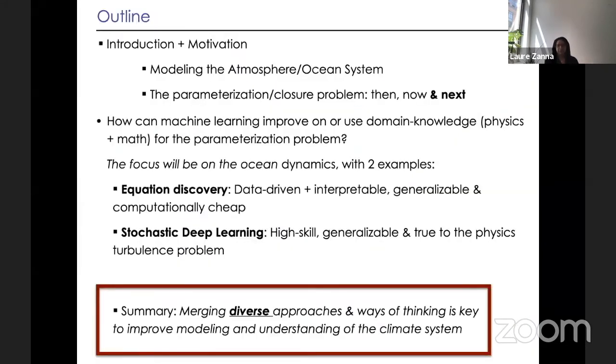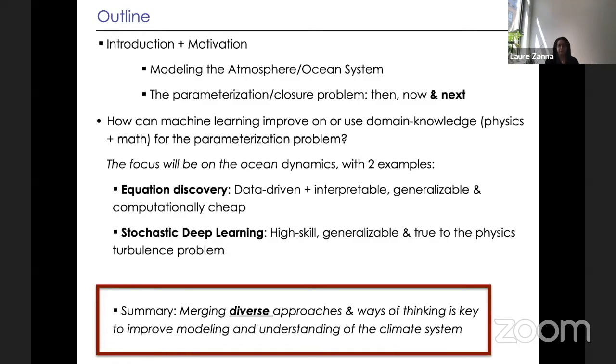So I'm going to start with a little bit of an introduction and motivation, but I knew I was coming after a few people will talk about climate, so I'll go a little fast. So basically, what do we do to model the ocean and atmosphere system? And then slowly talk about what we call the closure problem. So basically how to represent those physical processes that are not included at coarse resolution.